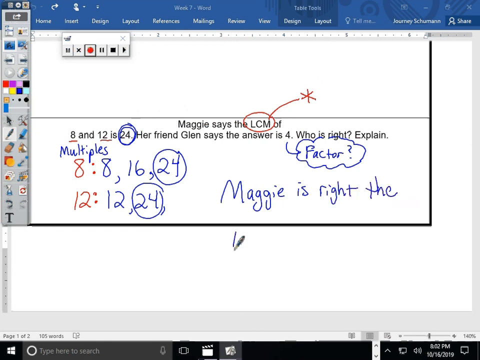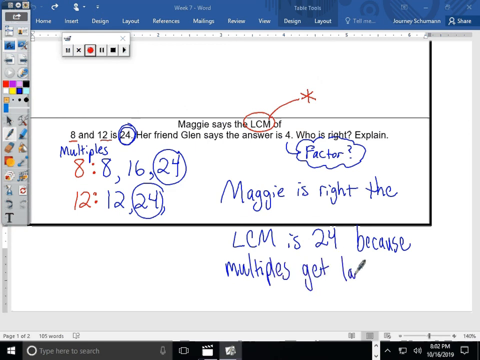The LCM is 24 because multiples get larger, not smaller, like factors do.